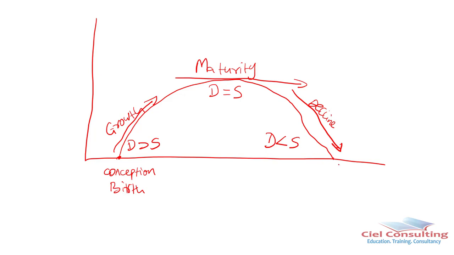And then, of course, if nothing is done, the product can actually be taken away from the market, which is what we now refer to as the withdrawal stage. And that's essentially where the product is effectively removed or taken away from the market. So these are the various stages that a typical product goes through within what we refer to as the product life cycle.